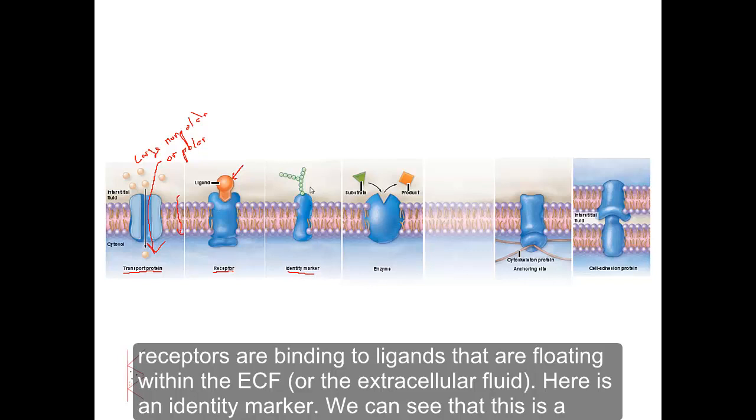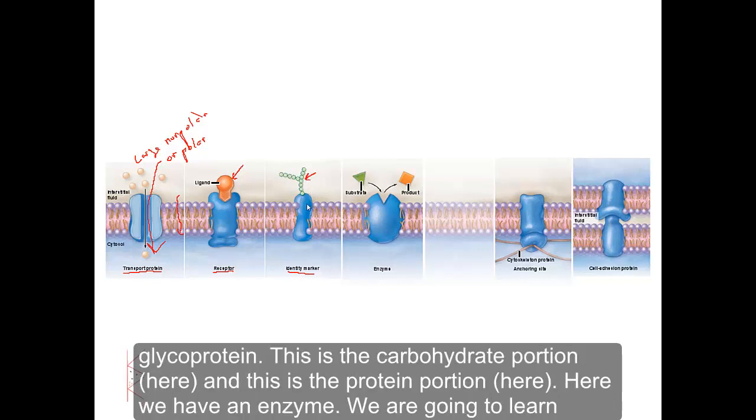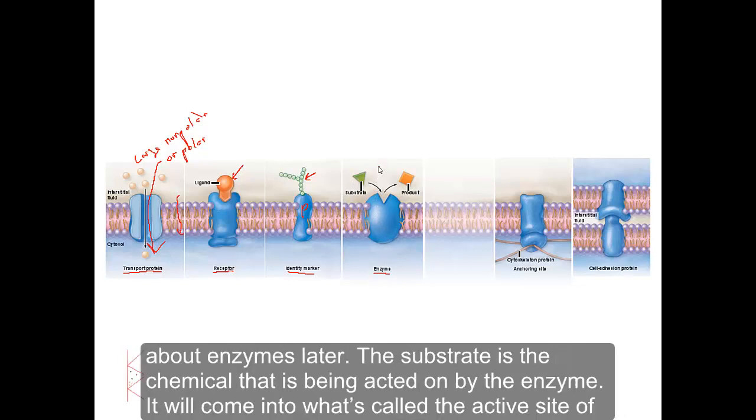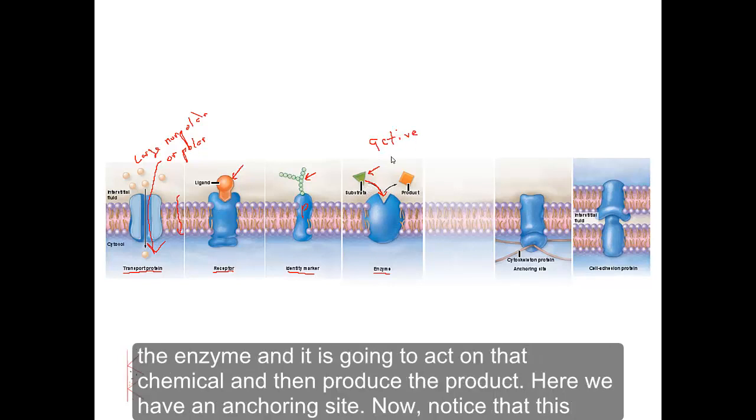Here is an identity marker. We can see that this is a glycoprotein. This is the carbohydrate portion here, and this is the protein portion. Here we have an enzyme. We are going to learn about enzymes later, but the substrate is the chemical that is being acted on by the enzyme. It will come into what's called the active site of the protein, and it is going to act on that chemical and then produce the product.